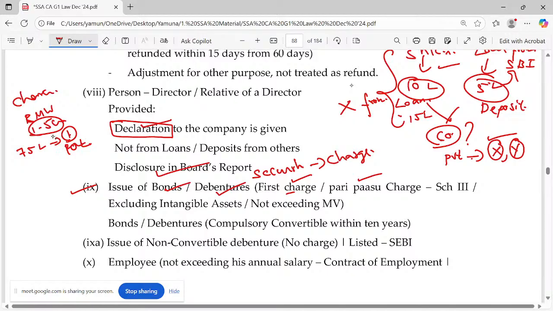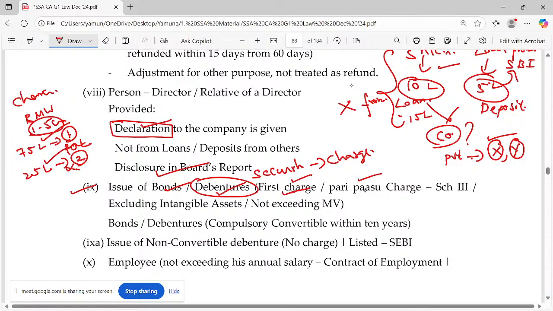That means some company, at some point of time, has borrowed a loan and created security for it, for 75 lakhs. Another 25 lakhs is creating a charge. Okay. This is called first charge. This is called second charge. Here we are talking about the debentures which carry the first charge. Which means we are not talking about the second charge.